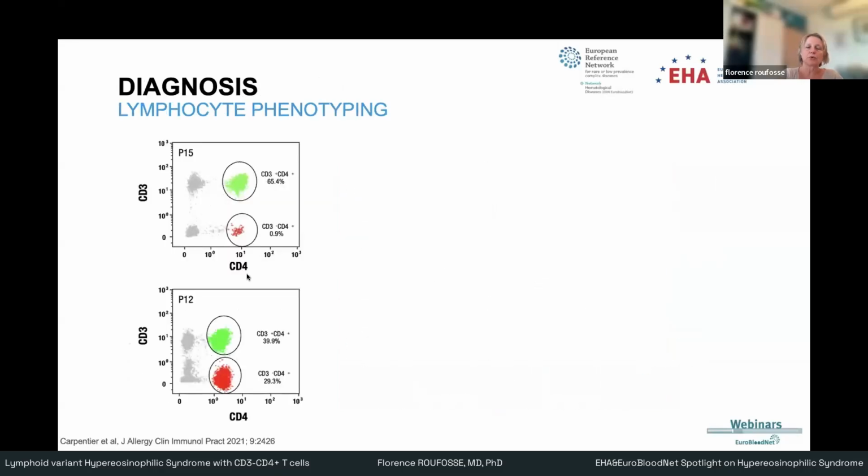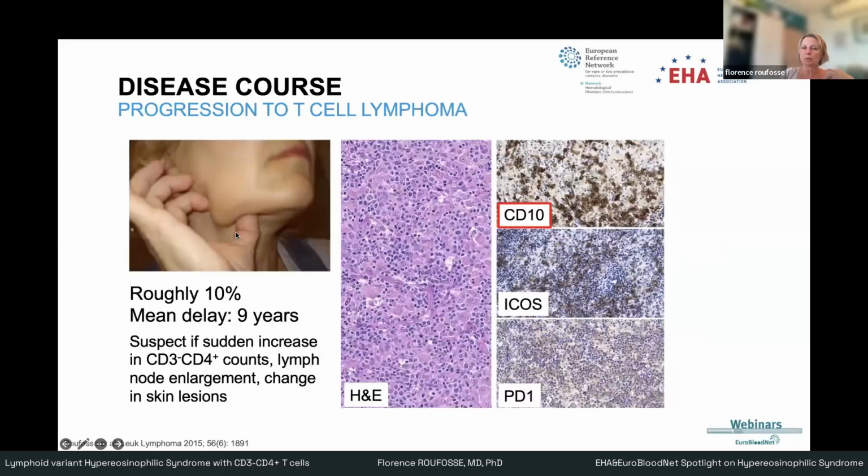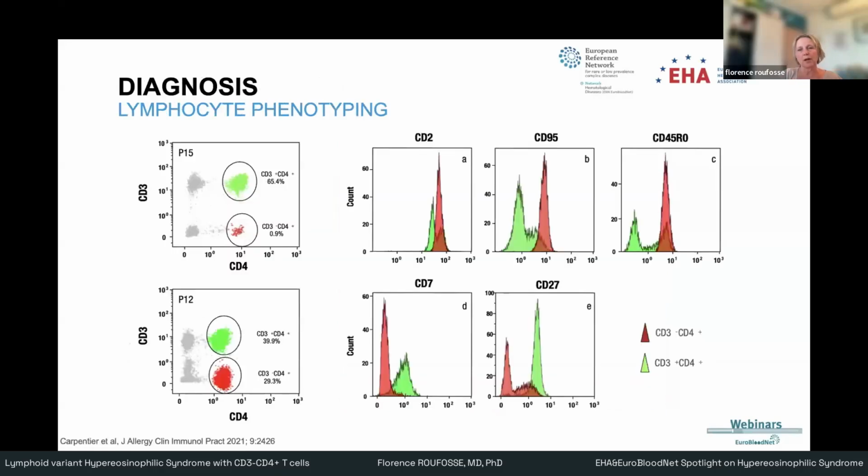How do you reach a diagnosis of this disorder? First of all, I'd like to insist on the fact that with the first patient, we were lucky because he had a really, really big abnormal population. So you do T-cell phenotyping and you can see it immediately. But since then, in our cohort, we have found quite a few patients who have tiny little subsets, sometimes less than 1%, of abnormal CD3 negative, CD4 positive T cells. And so we have developed a specific T-cell flow phenotyping panel to determine with a high level of reliability that these are the abnormal cells.